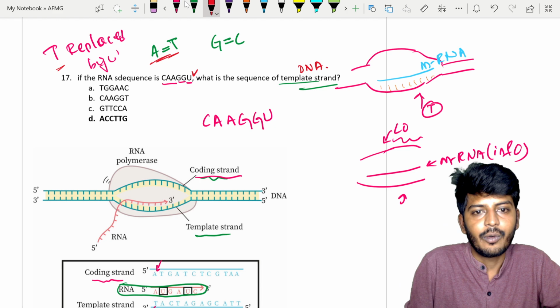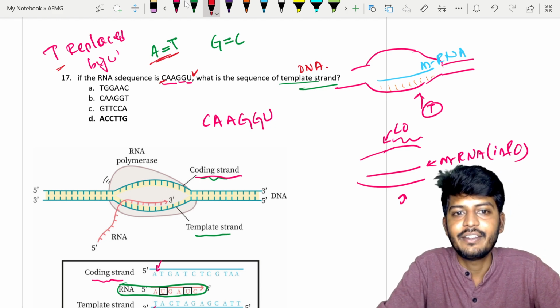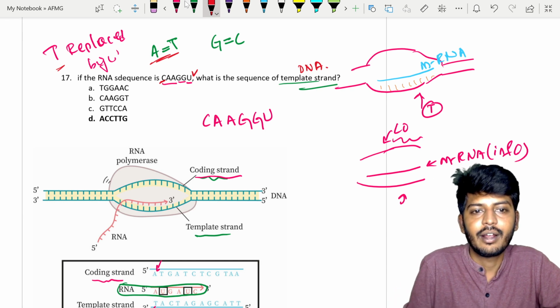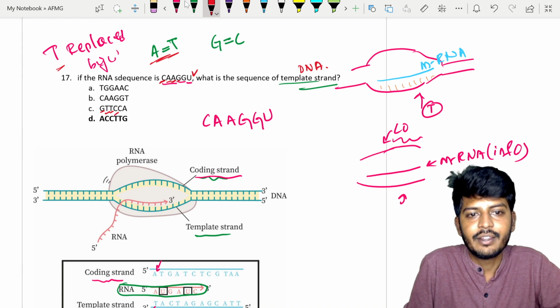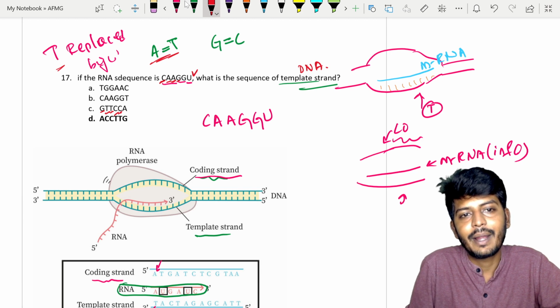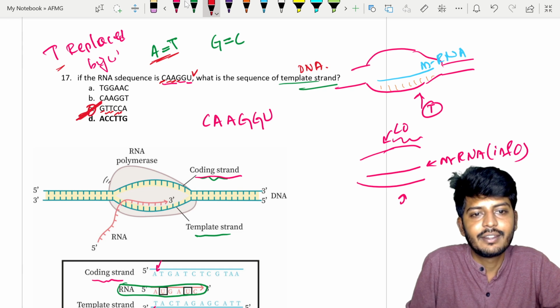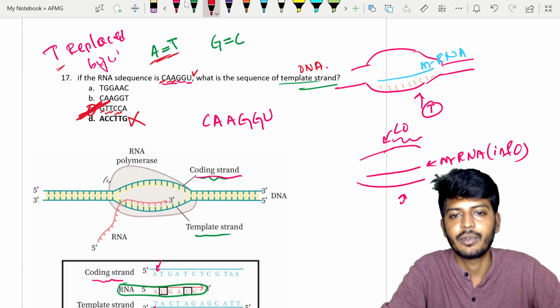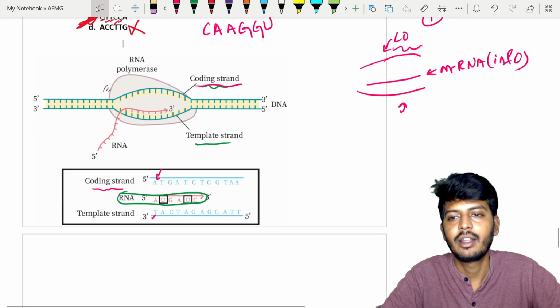Let's talk about it. So we have C. C binds with G. A binds with T. G binds with C. Uracil binds with adenine. So the correct answer is C, not D. So basically they are giving an mRNA and they are asking for the code on the DNA.